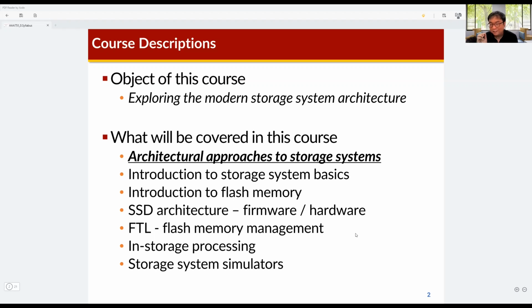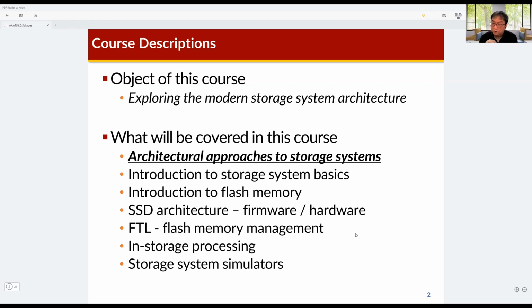And due to some unique characteristics of flash memory, this flash memory should be managed by the firmware and hardware of the SSD. This layer, some software and hardware, is called the flash translation layer, FTL. So we will learn about flash memory management.